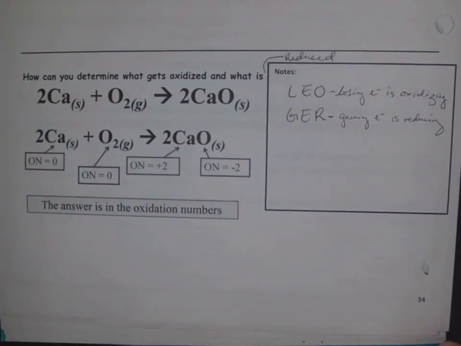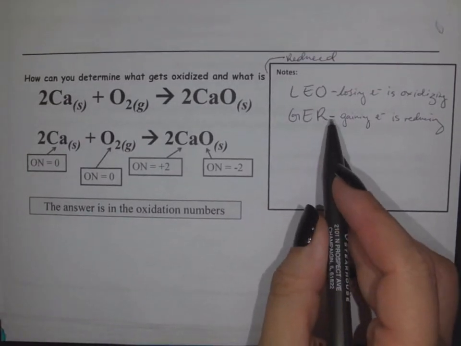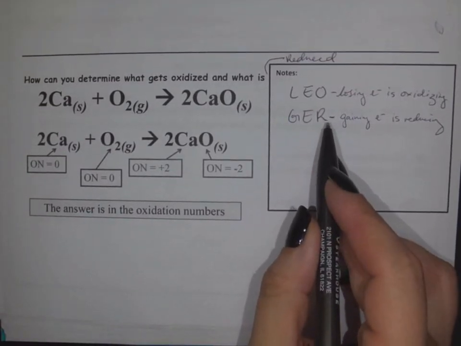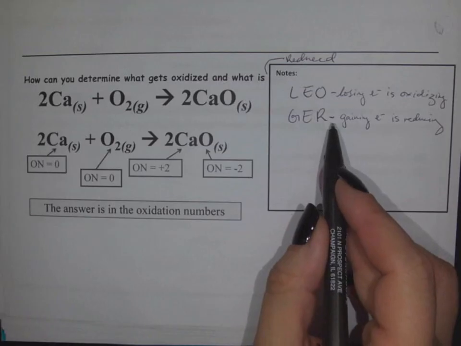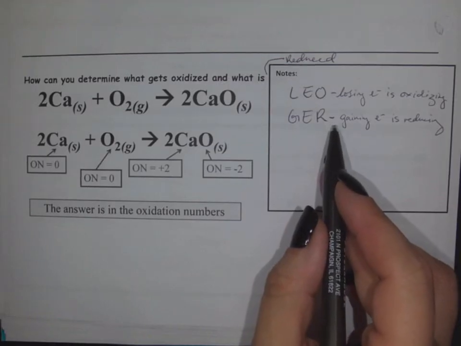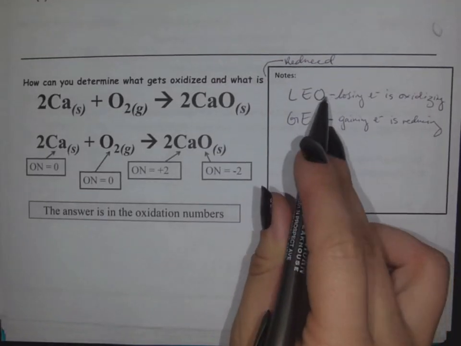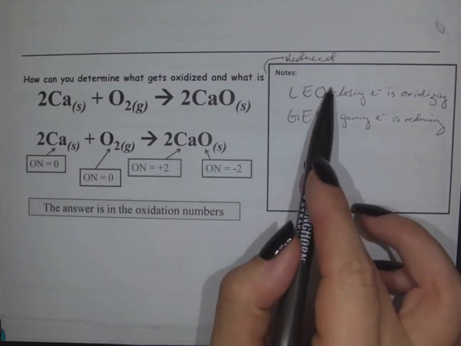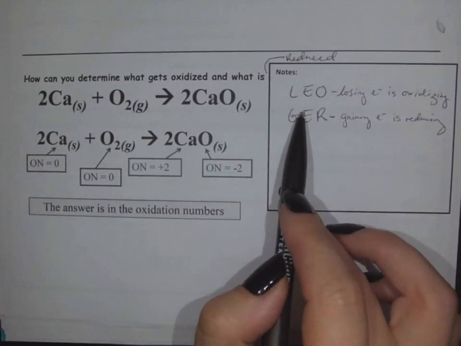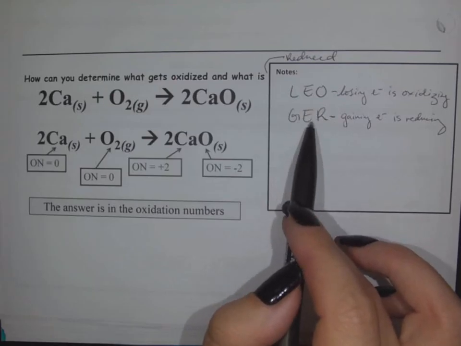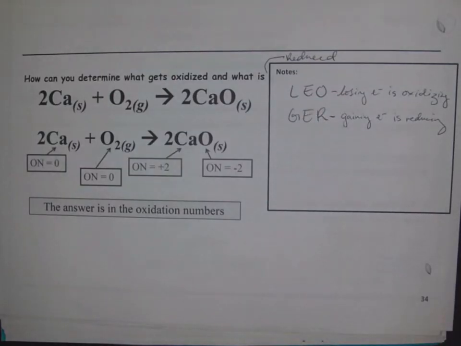Another thing that might be helpful is that when something reduces, when it gains electrons, the oxidation number reduces. So if the oxidation number gets bigger, it's oxidizing. If the oxidation number gets smaller or more negative, then it's reducing. So let me give you an example.